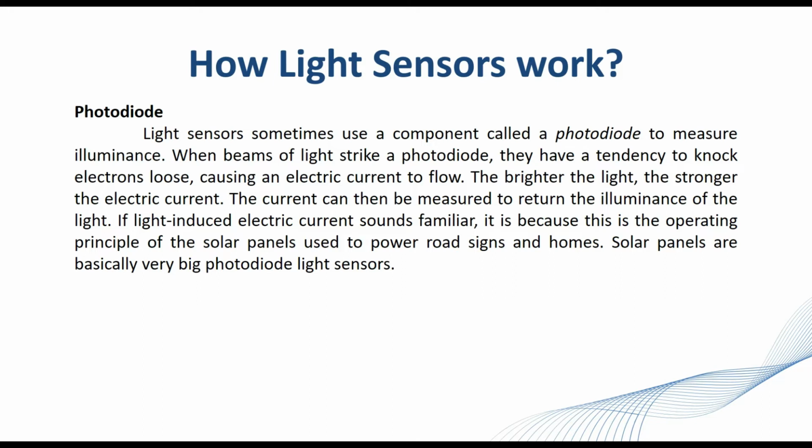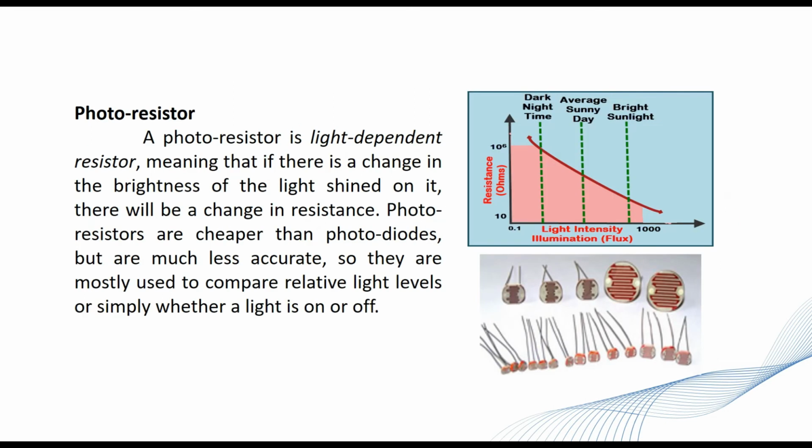If light-induced electric current sounds familiar, it is because this is the operating principle of the solar panels used to power road signs and homes. Solar panels are basically very big photodiode light sensors. To put it simply, when a beam of light hits, electrons are loosened, causing electron holes, which results in electrical current to flow through.